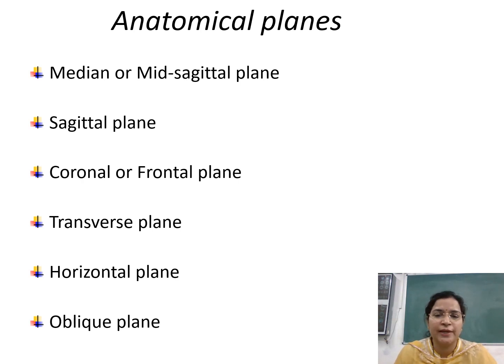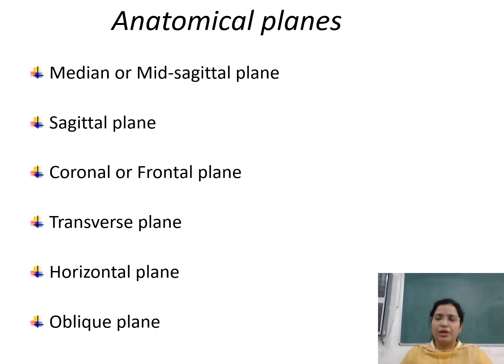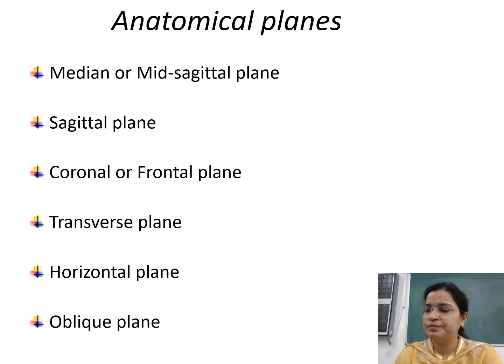Now, what is the transverse plane? Besides the median or sagittal plane and the coronal plane, the transverse plane is at right angles to both, dividing the body into upper and lower parts. So that is the transverse plane. Now what is the horizontal plane? Again, this is transversely placed, dividing the body into upper and lower parts.